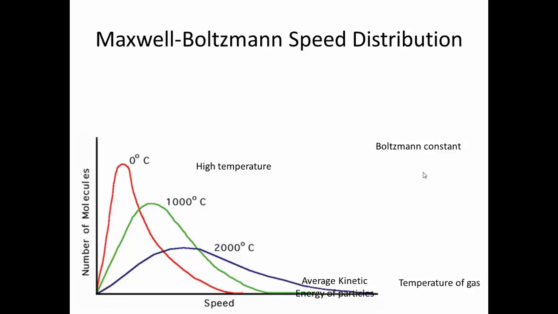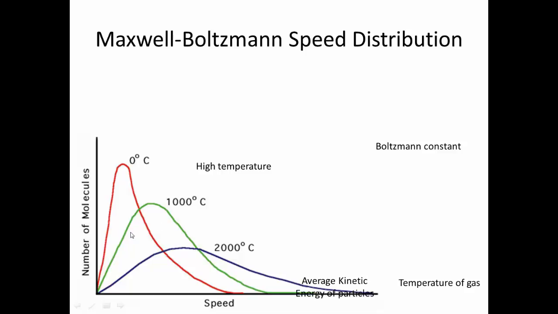Now, if we take any temperature, the number of molecules at different speeds varies according to the speed. Let's take the highest temperature, 2000 degrees centigrade. The total number of molecules is basically the area under the graph, and notice there are a large number of particles that have a high speed or a high average kinetic energy.